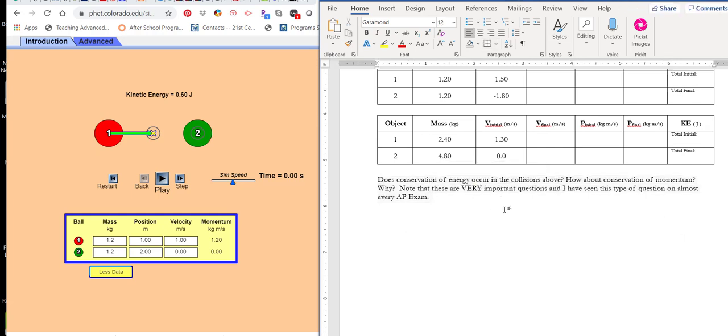Note that these are very important questions, and I have basically seen these types of questions about conservation of energy for inelastic and elastic collisions versus the momentum being conserved. So what do you see is going to be happening here as you do these 2 different cases?